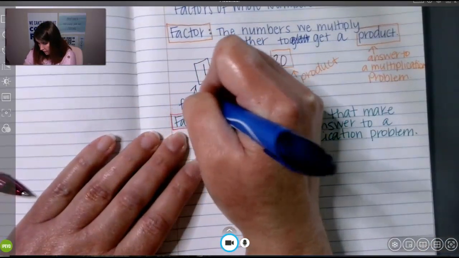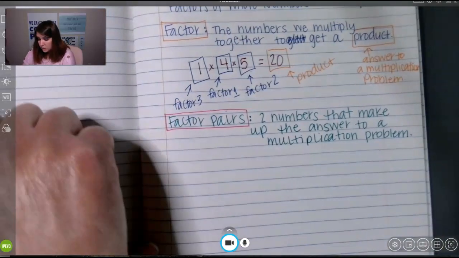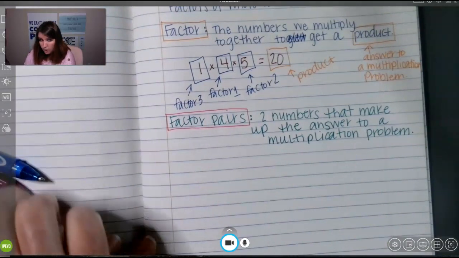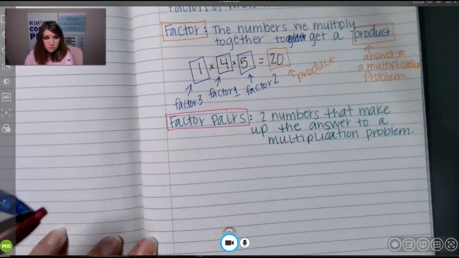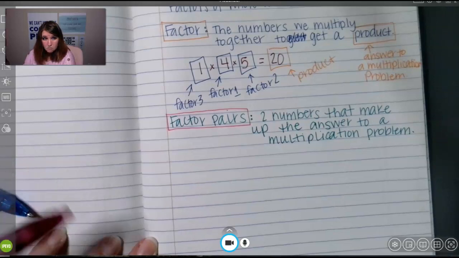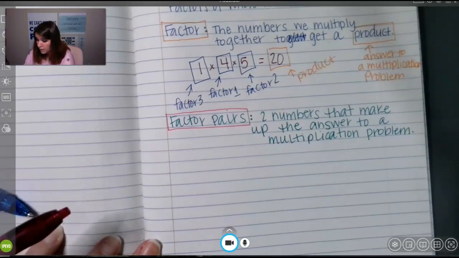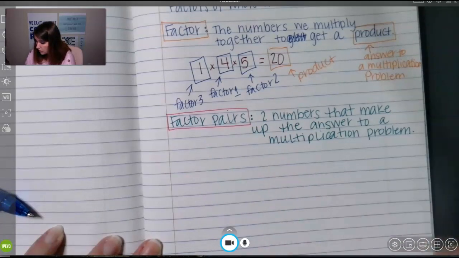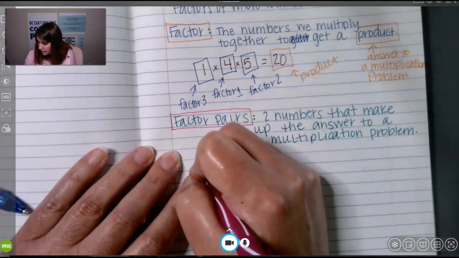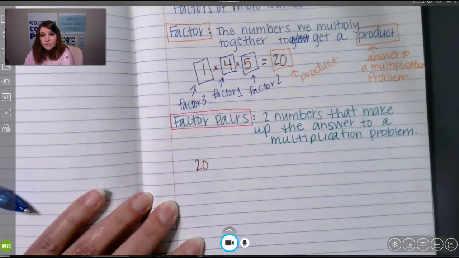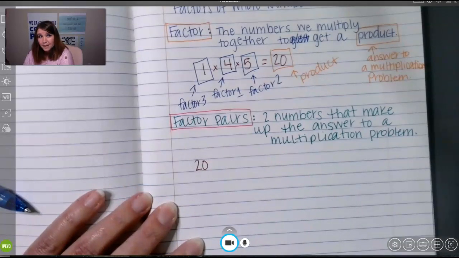So we'll call this guy factor 3. All right, so down below, factor pairs. Let's think about 20 again. Let's say that we want our product to be 20. Let's talk about the pairs that go together in order to make 20.